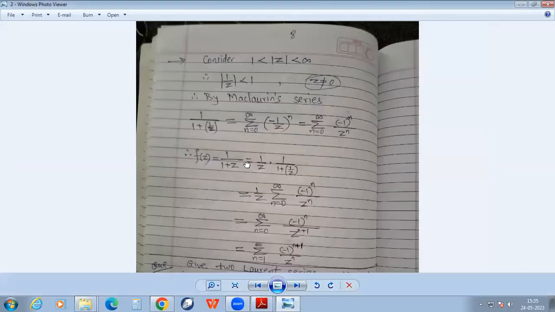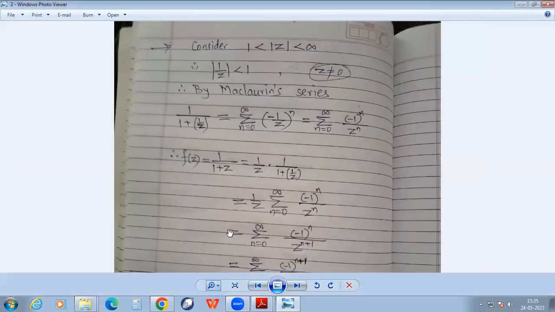Here you can see it very clearly. This is 1 less than mod z less than infinity. So we are saying mod of 1 by z is less than 1 and z is non-zero. Why is z non-zero? Because you are saying your z is greater than this one. Modulus of z is greater than 1, so how can z be 0?